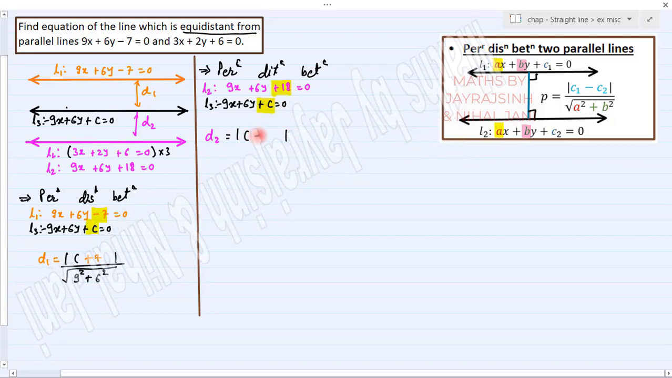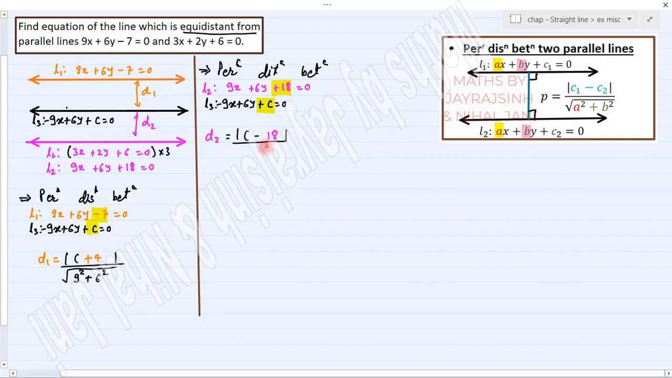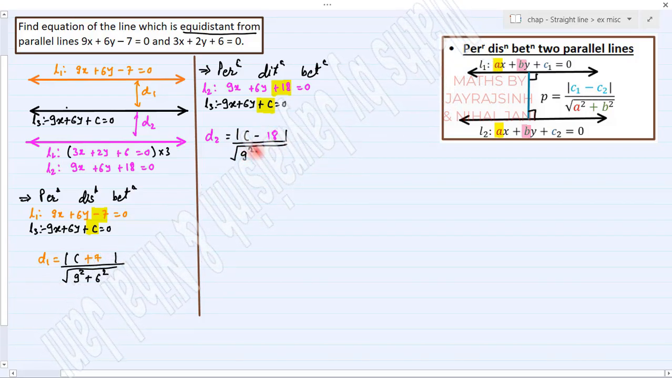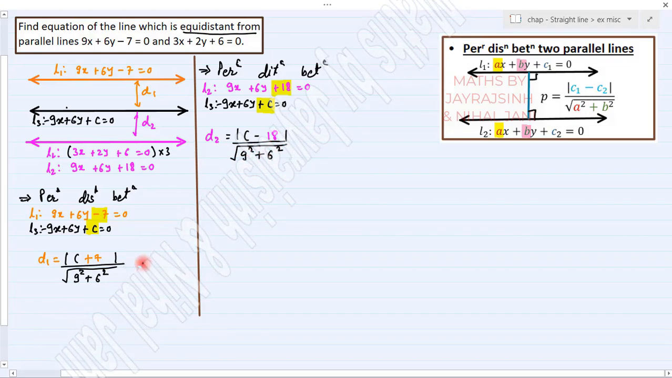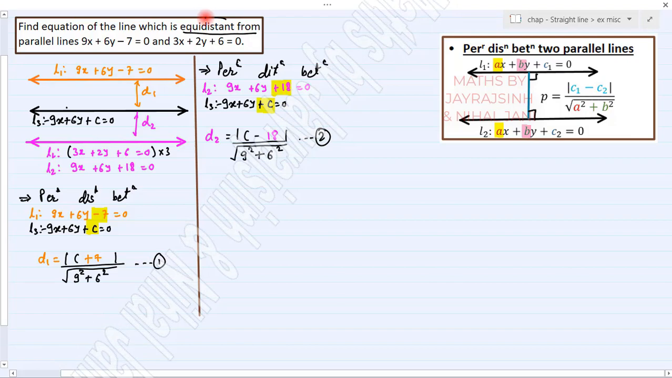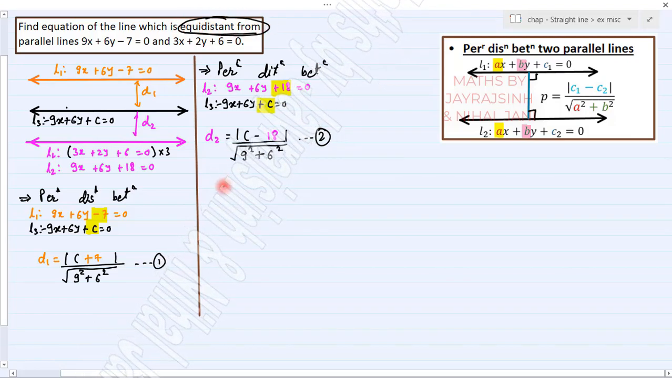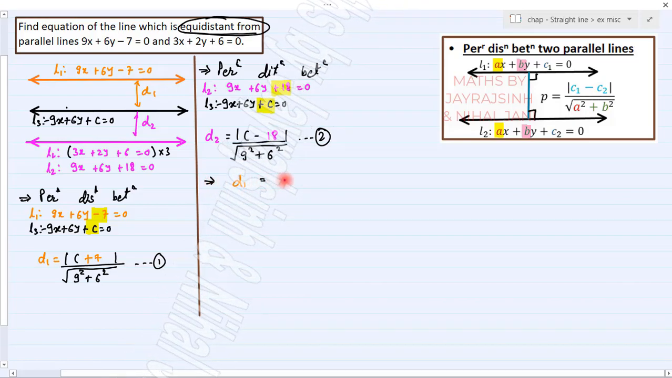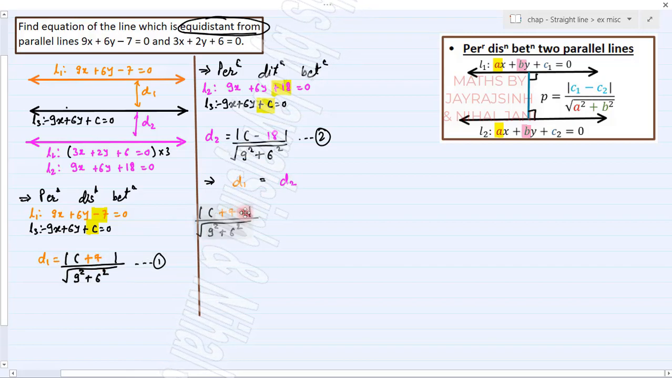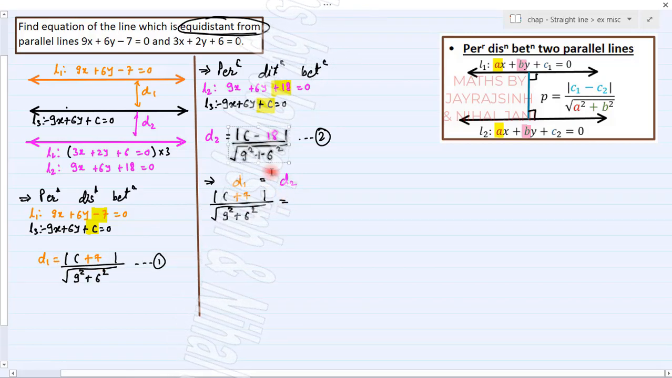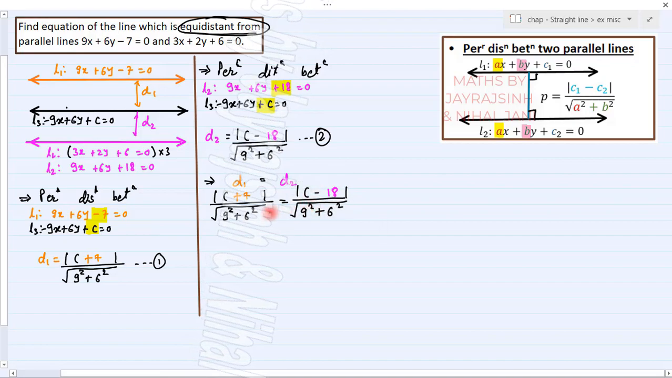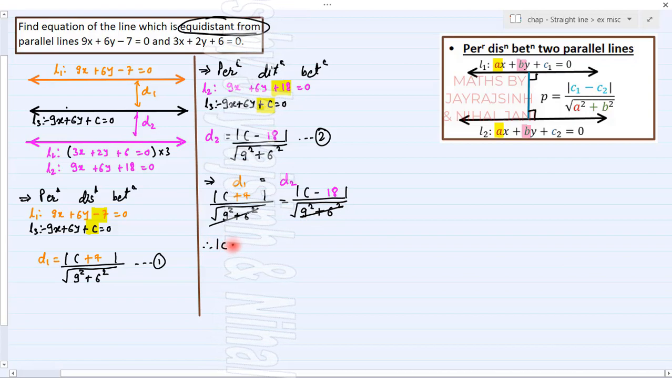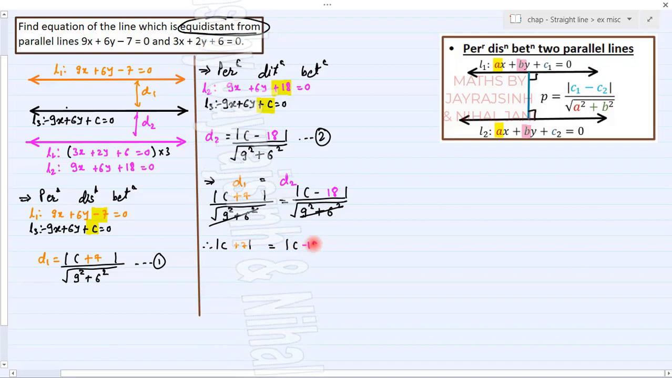So we'll get |c - 18| upon under root of coefficient of x square plus coefficient of y square. Now, it is given that your line is equidistant from these two lines. So we can say your D1 must be equal to D2. So let's compare your D1 with your D2. As you can see, your denominator will be cancelled out and we'll get mod of c plus 7 is equal to mod of c minus 18.